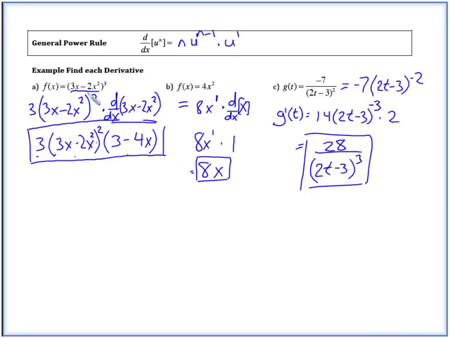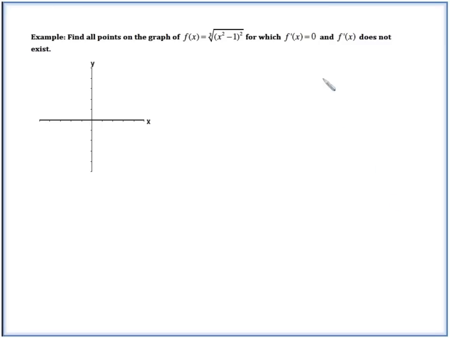Alright, so that is using the general power rule. It's a special case of the chain rule, and it can just help speed things up when your functions are in this form right here. Alright, next we want to look at an interesting example and how we can use the derivative to really find where the derivative equals 0 and where the derivative does not even exist. So we want to find all the points on the graph of this function here where the derivative is 0 and the derivative also does not exist.